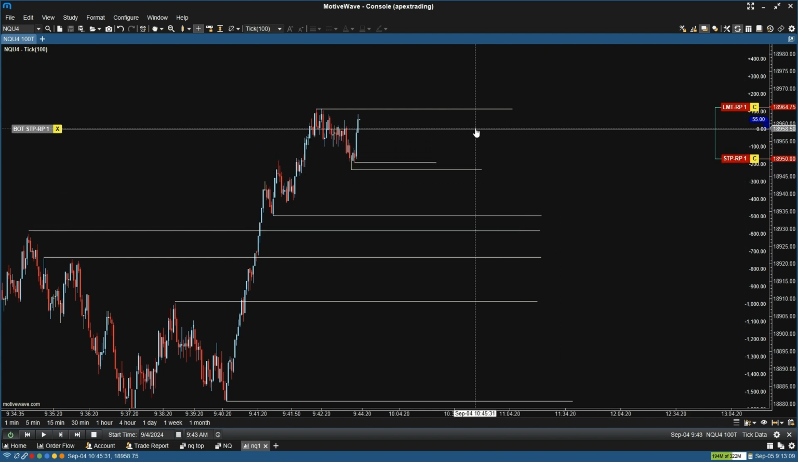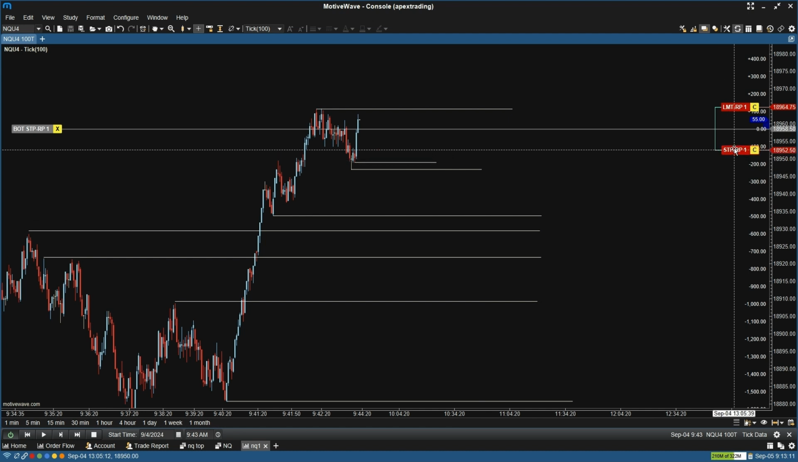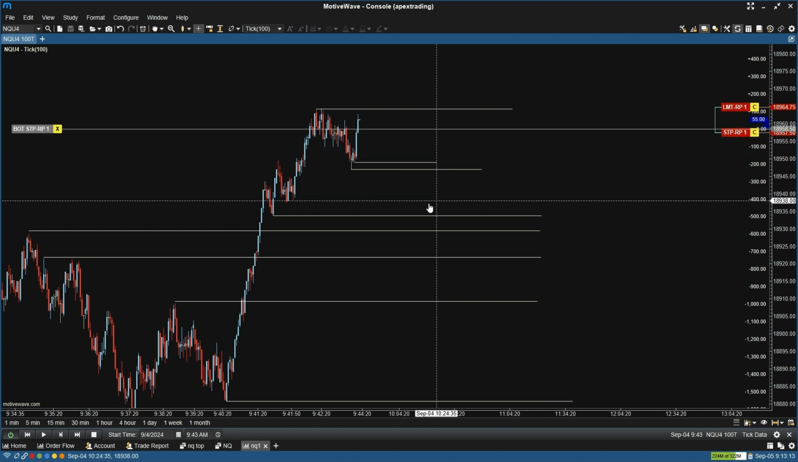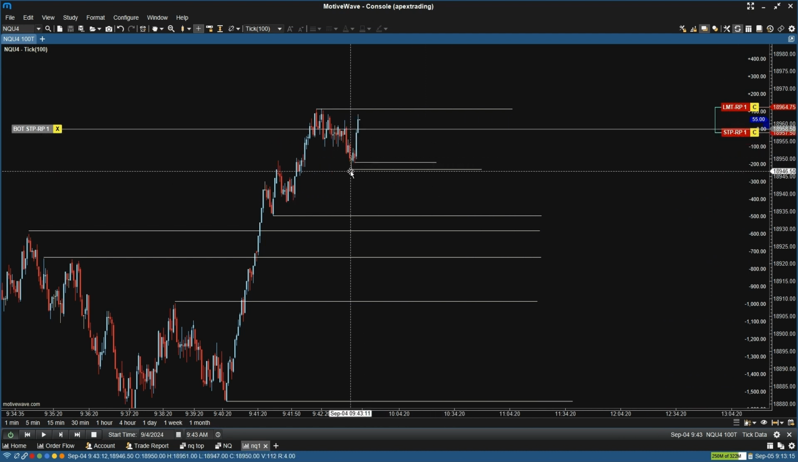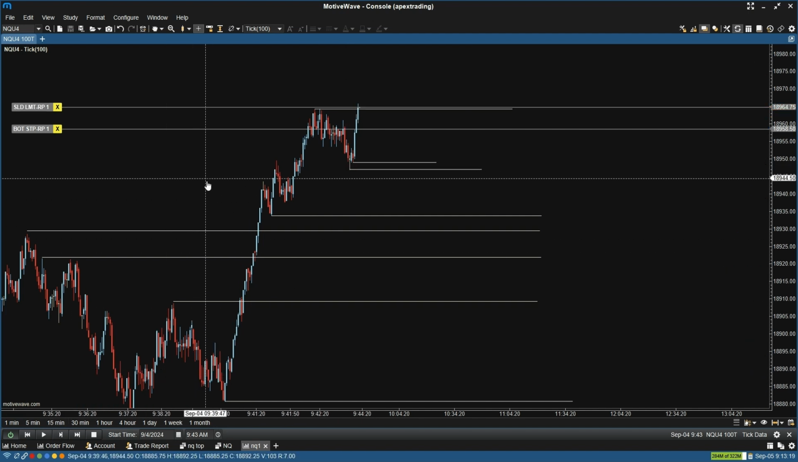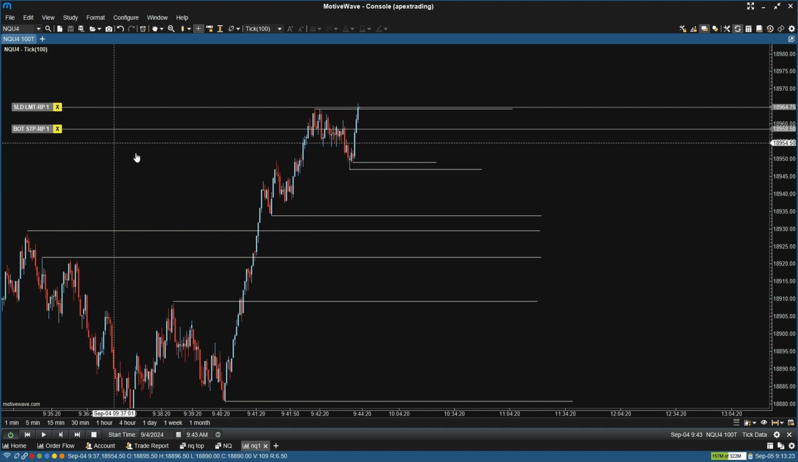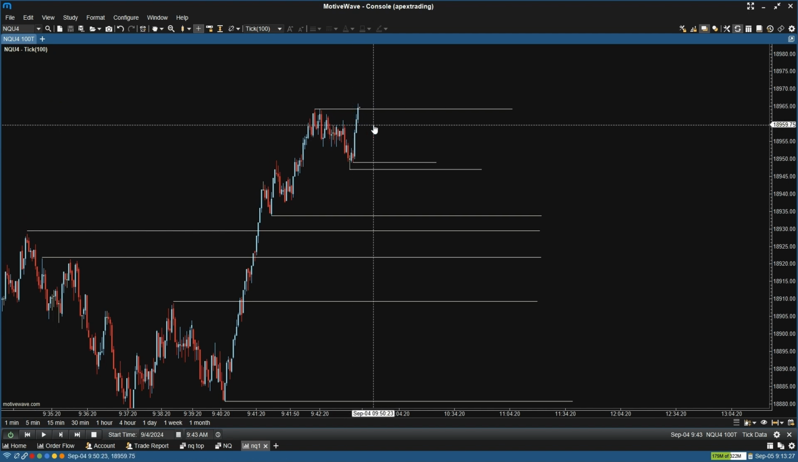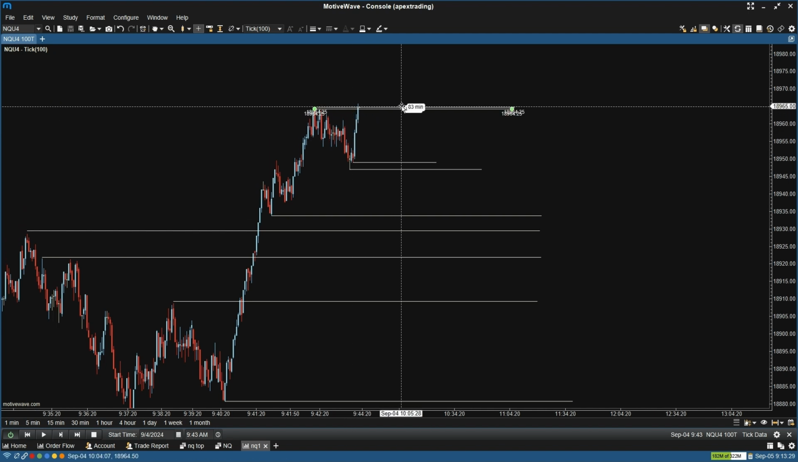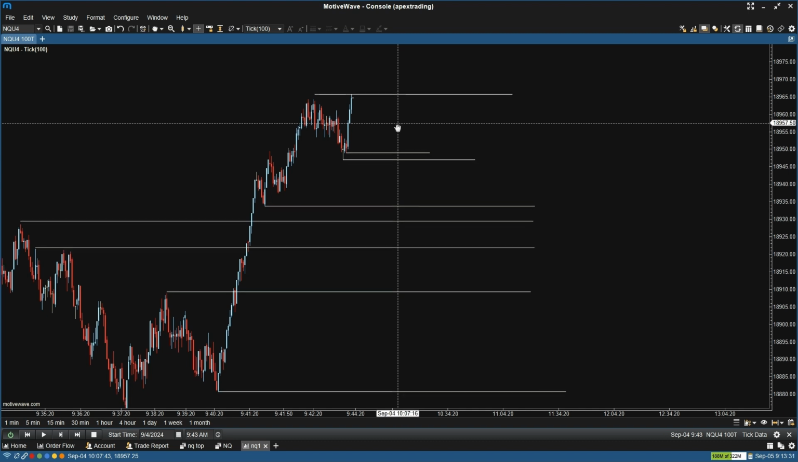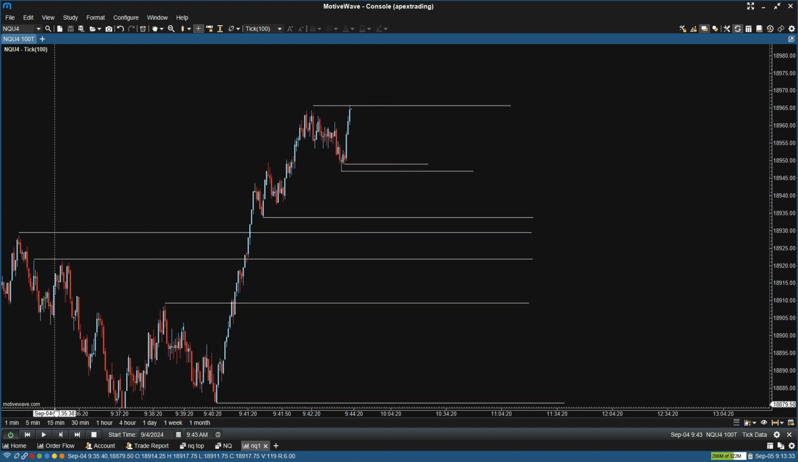I can see that now. It's there. We'll probably adjust it here. If we go down, then it would test this one. Yeah, so we can see we took that win. That was not a good risk to reward, but when you scalp, you take what the market gives you.